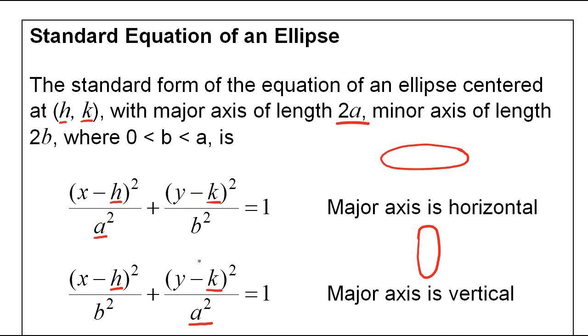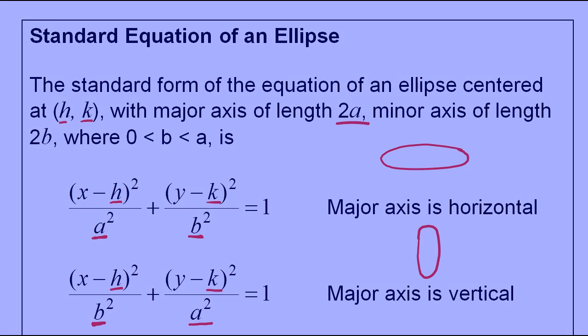That's all that means. Don't get hung up on which one is A and which one is B. What you need to realize is that what is under the x is my x direction. What's underneath my y tells me how far to go in my y direction. So let's look at an example.